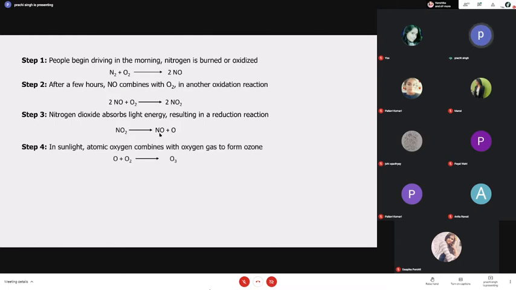Now this O free radical will react with oxygen, which leads to the formation of ozone. Ozone is good if it is in the stratosphere as the ozone layer, but if it is there on the earth, then it is a problem.